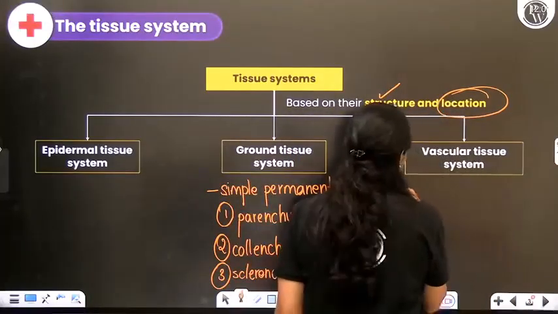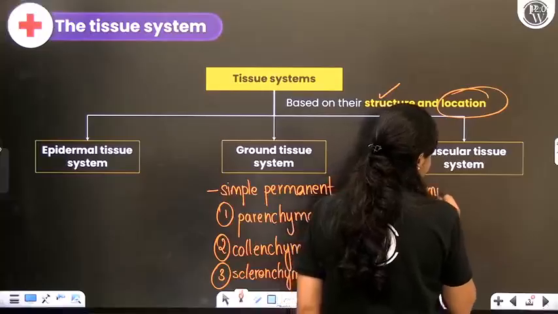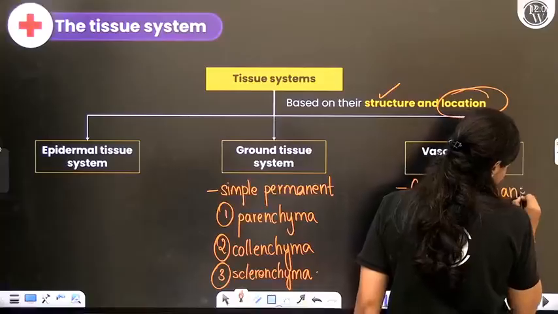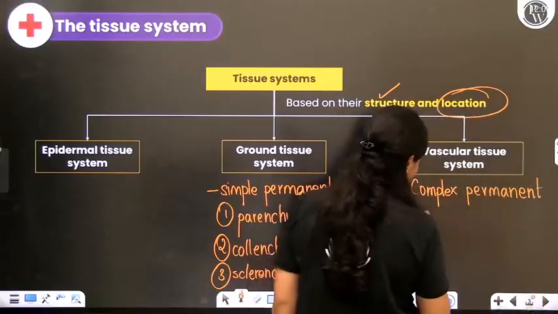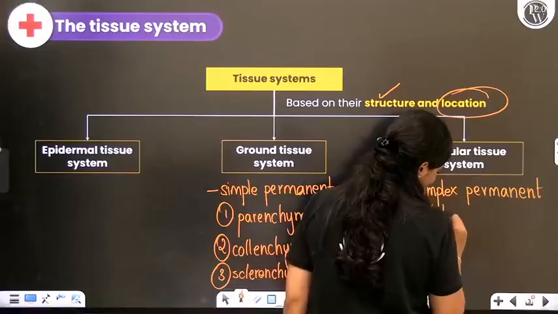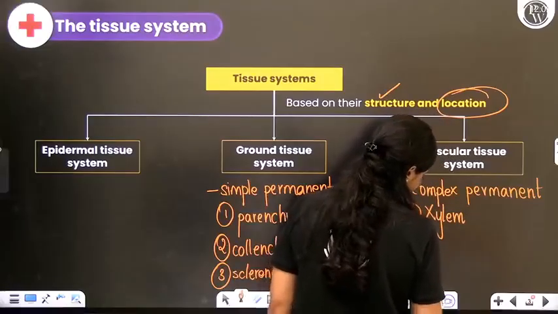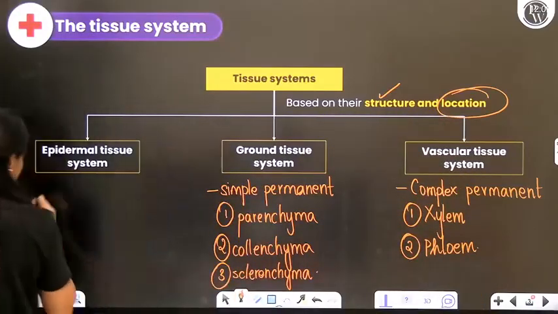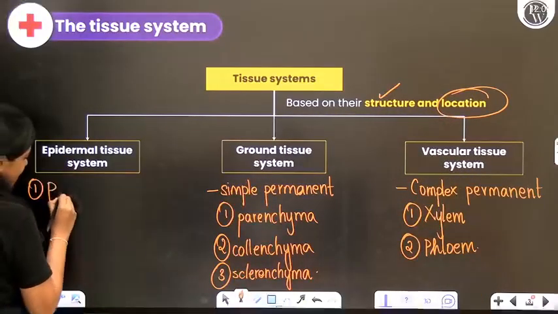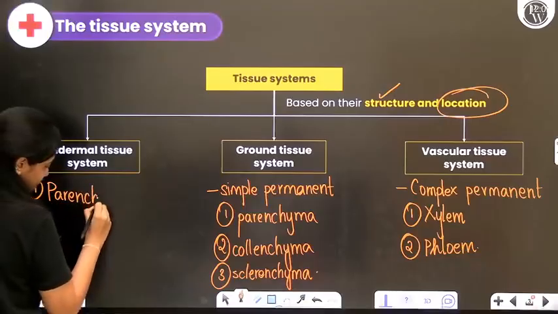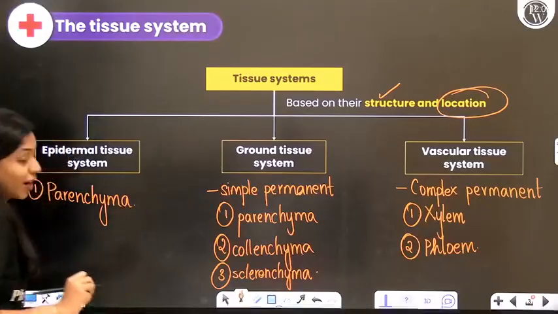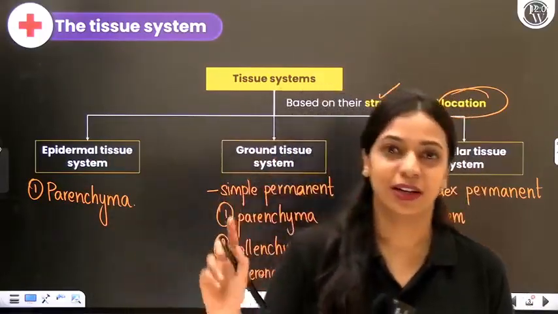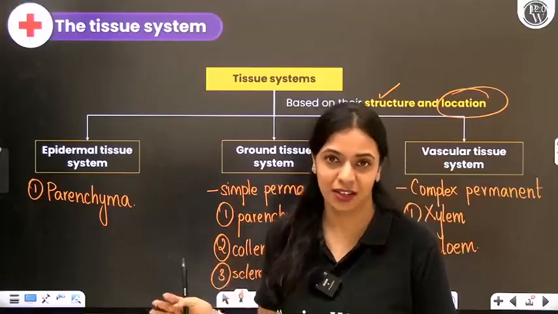Vascular tissue system will have your complex permanent tissues, and that includes xylem and phloem. Majority of the cases, epidermal tissue is made up of parenchyma. Remember, I told you that parenchyma is the most abundant type of tissue that you find in plants. Today, we'll learn about why parenchyma is most abundant, where all it's present and all of that.